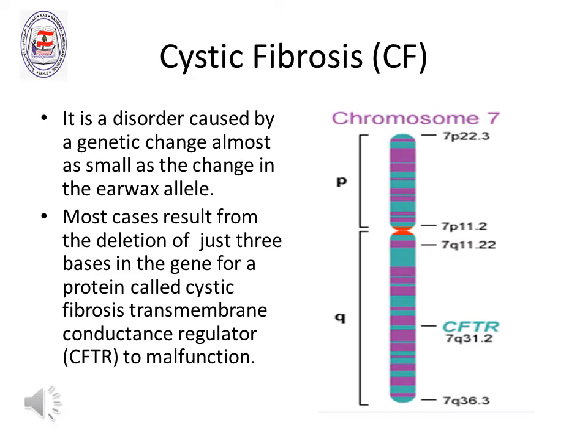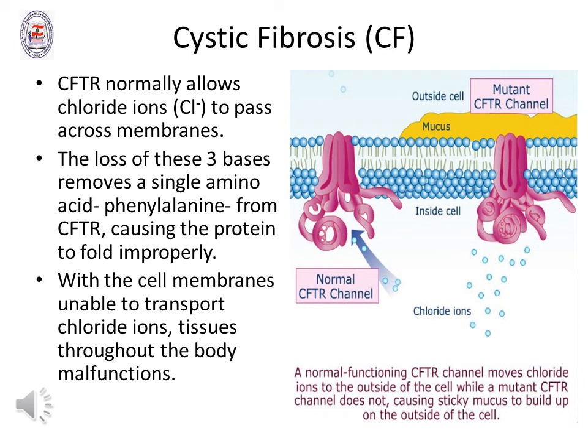Let's move on to cystic fibrosis. It is a disorder caused by a genetic change almost as small as the change in the earwax allele. In most cases, it results from the deletion of just 3 bases in the gene for a protein called cystic fibrosis transmembrane conductance regulator, or in other words, CFTR. What is the role of CFTR in cystic fibrosis? It usually allows chloride ions to pass across the membrane.